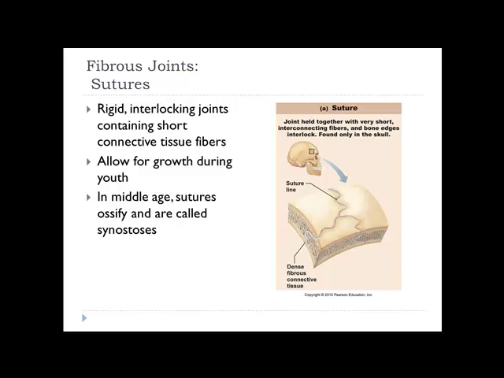So let's look at these. First one are our sutures. Your sutures are going to be held together by this dense fibrous connective tissue, almost as if you were to picture a ligament, but it's not very long. It is just like a layer of glue. When I think of this, I think of taking two bones that fit perfectly together and connecting them with super glue. That is what this dense fibrous connective tissue is like.